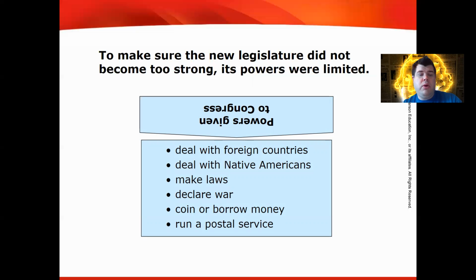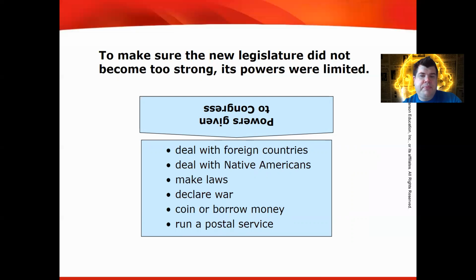Here's what they were able to do. They were able to deal with foreign countries, so they were able to negotiate with foreign countries. If they wanted to negotiate a treaty with the British or with the French, they could. They could also deal with the Native Americans, AKA make treaties with them, go back on those treaties, go to war with them, but deal with Native American relations.